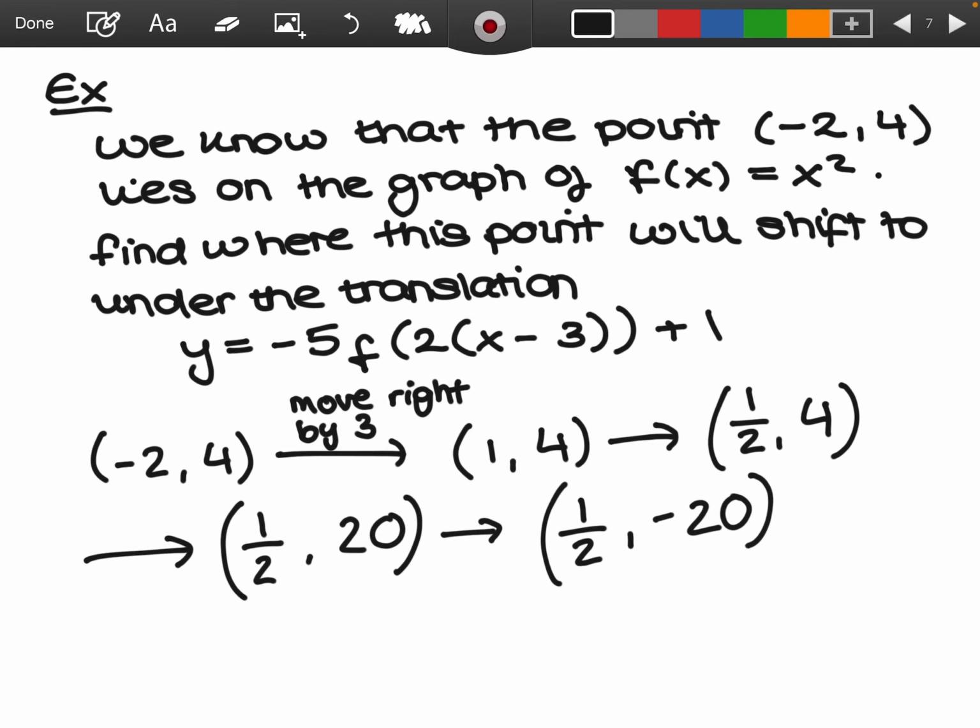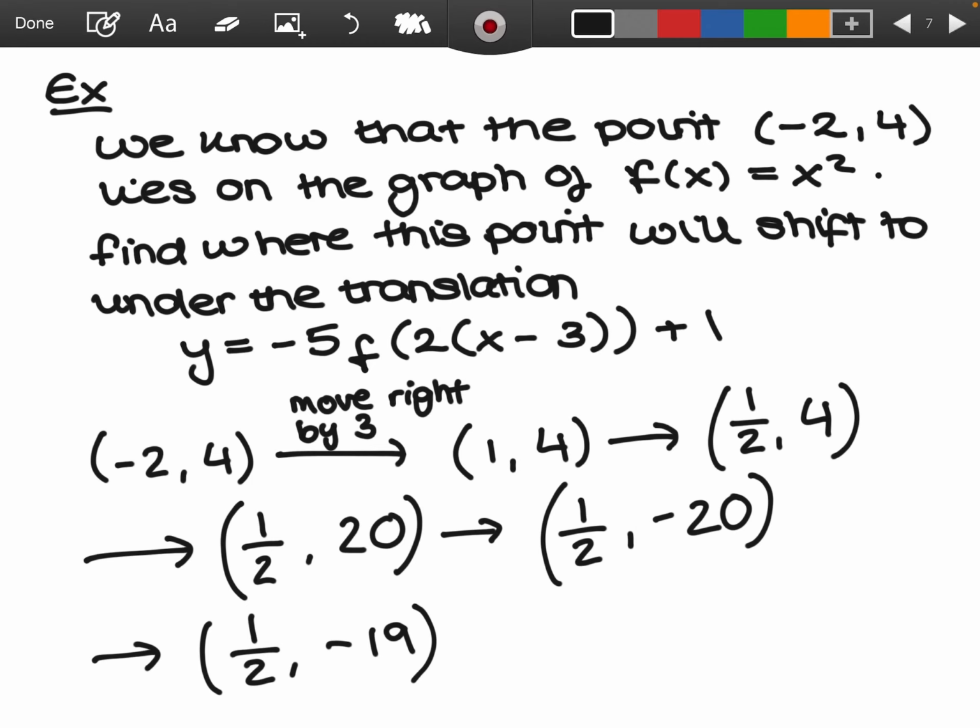And finally, I've got +1. That's going to shift everything upwards vertically by 1. Again, just changing my y coordinate. So what have I done here? I've got my original point -2, 4.